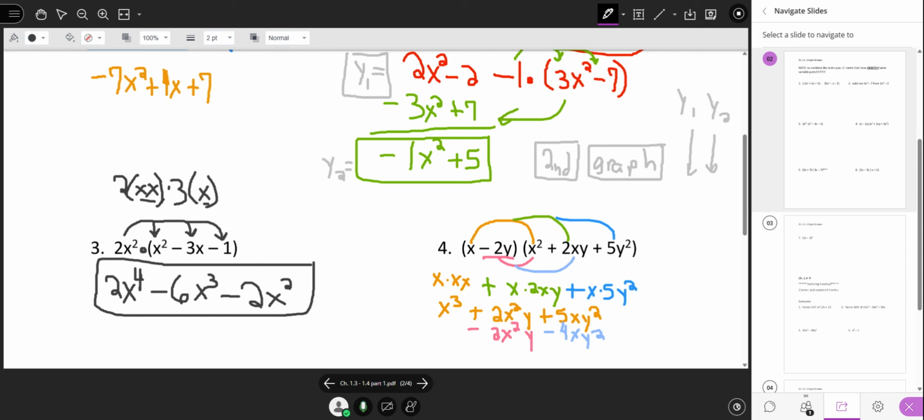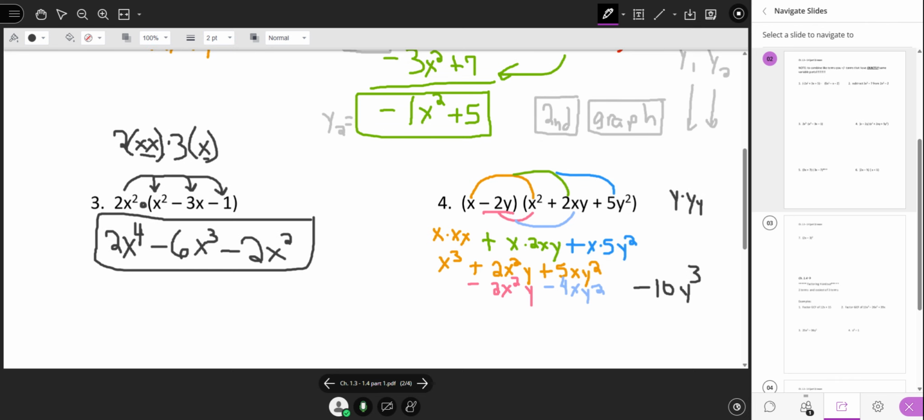And now, a minus and a plus, that's a minus. 2 times 5 is 10. A y and a yy, so that's y cubed. Ain't that some nasty crap? Oh, hey, that all went away. That one's beautiful.